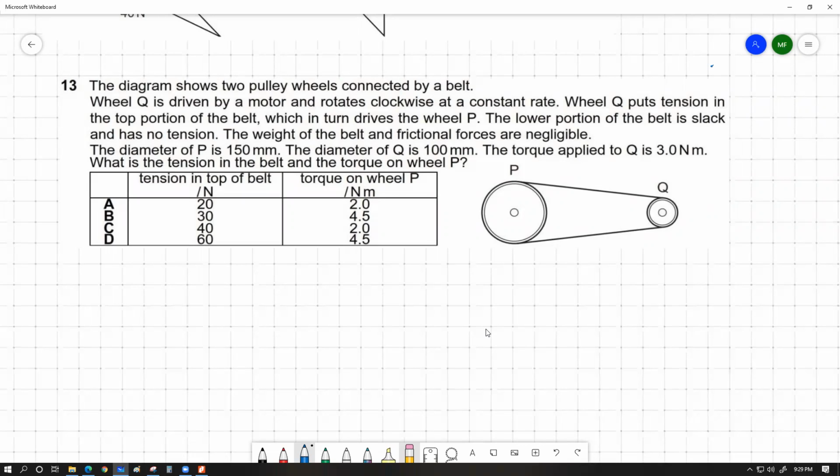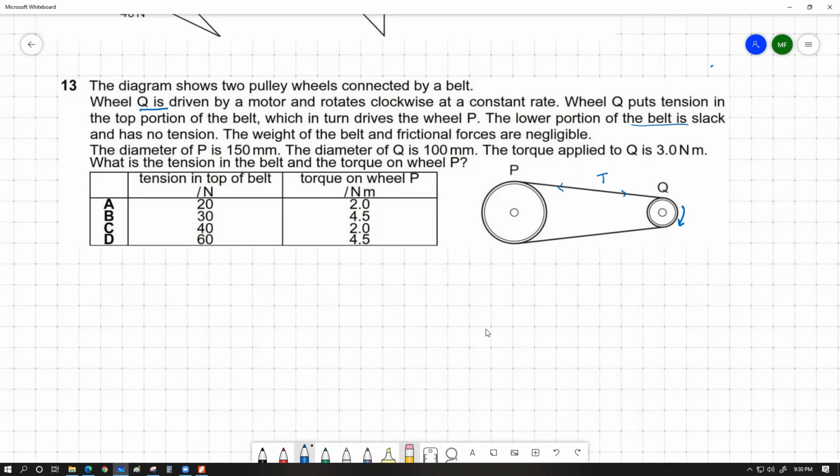একটা একটা করে জিনিস বুঝো. Q is driven by a motor and rotates clockwise. তার মানে এইটা clockwise ঘুরতেছে at a constant rate. This puts some tension in the top portion of the belt, which means this part of the belt is under some tension.